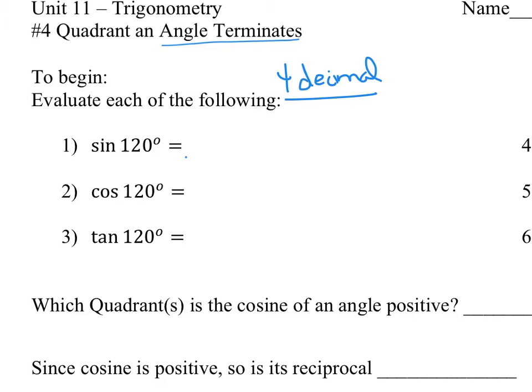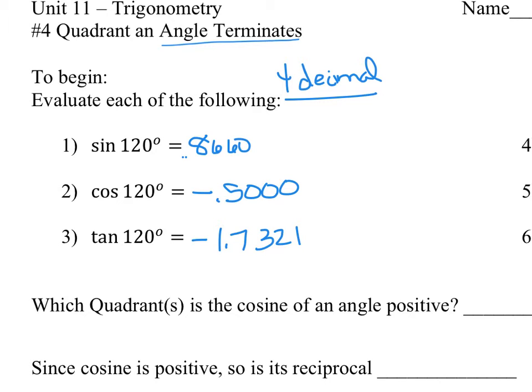Okay, the sine of 120 is positive 0.8660. The cosine of 120 is negative 0.5. Since I did say 4 decimal places, there you go. The tangent of 120 is negative 1.7321. Okay, those are pretty straightforward. You just type sine and 120 in your calculator.